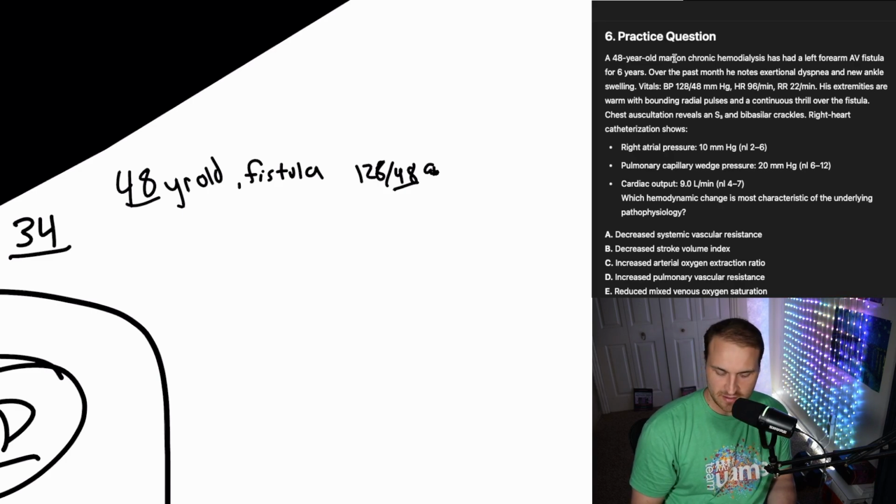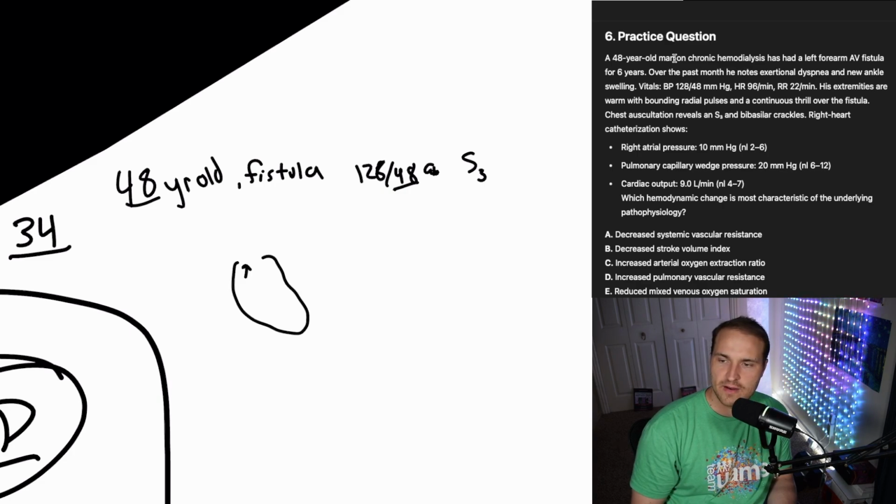We got an S3, basilar crackles, right heart cath shows high right atrial pressure. Pulmonary wedge is 20, so also high. Cardiac output is high. Which hemodynamic change is most characteristic of the underlying pathophysiology?